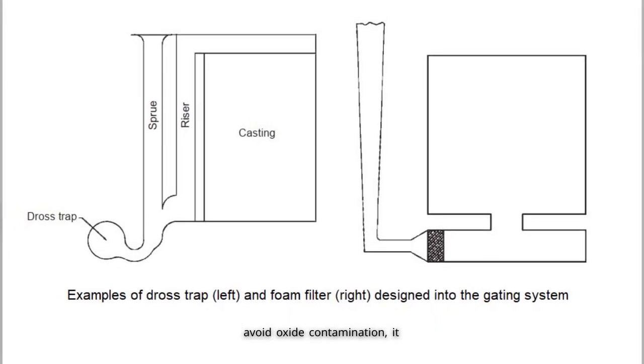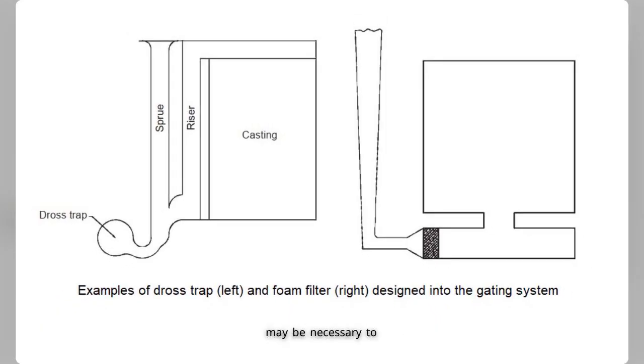To avoid oxide contamination, it may be necessary to incorporate dross traps or filters into the gating system. Perforated steel screens or woven fiberglass have been commonly used for filtration and reduction of metal velocity. However, reticulated ceramic foam filters have proven to be much more effective in not only entrapping potential inclusions, but also in reducing metal velocity and pouring turbulence.